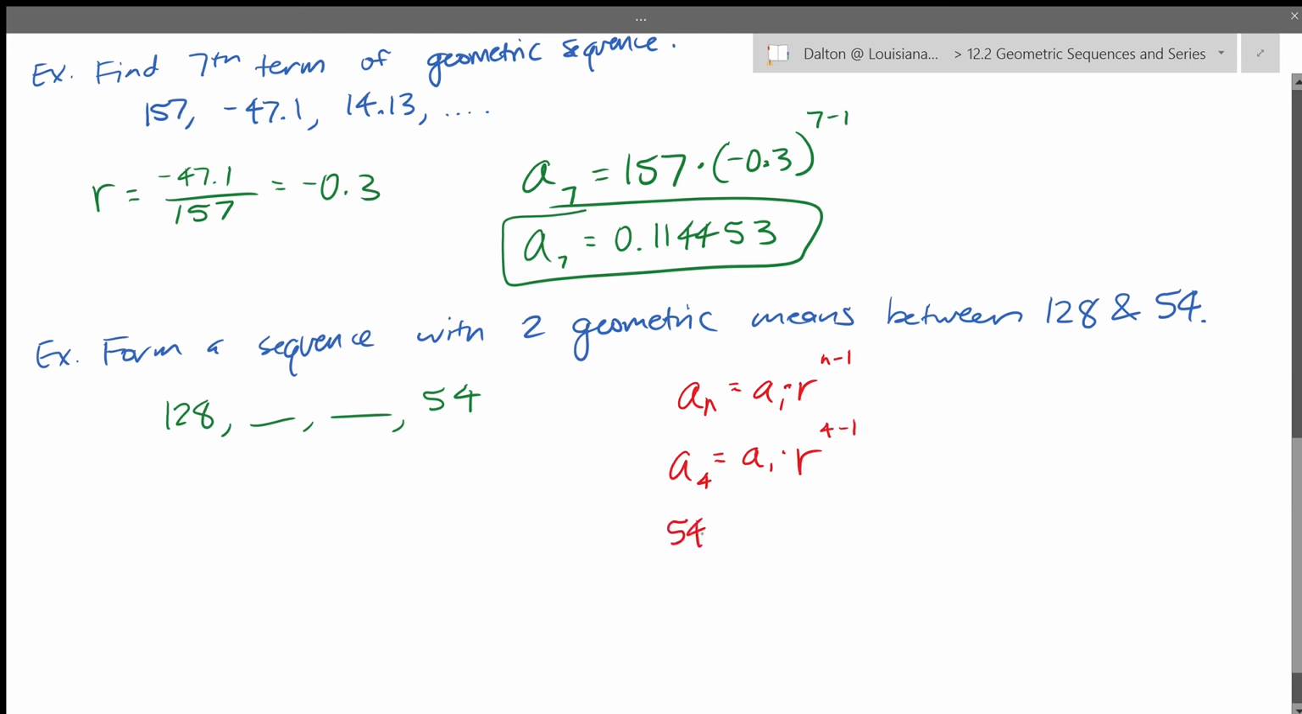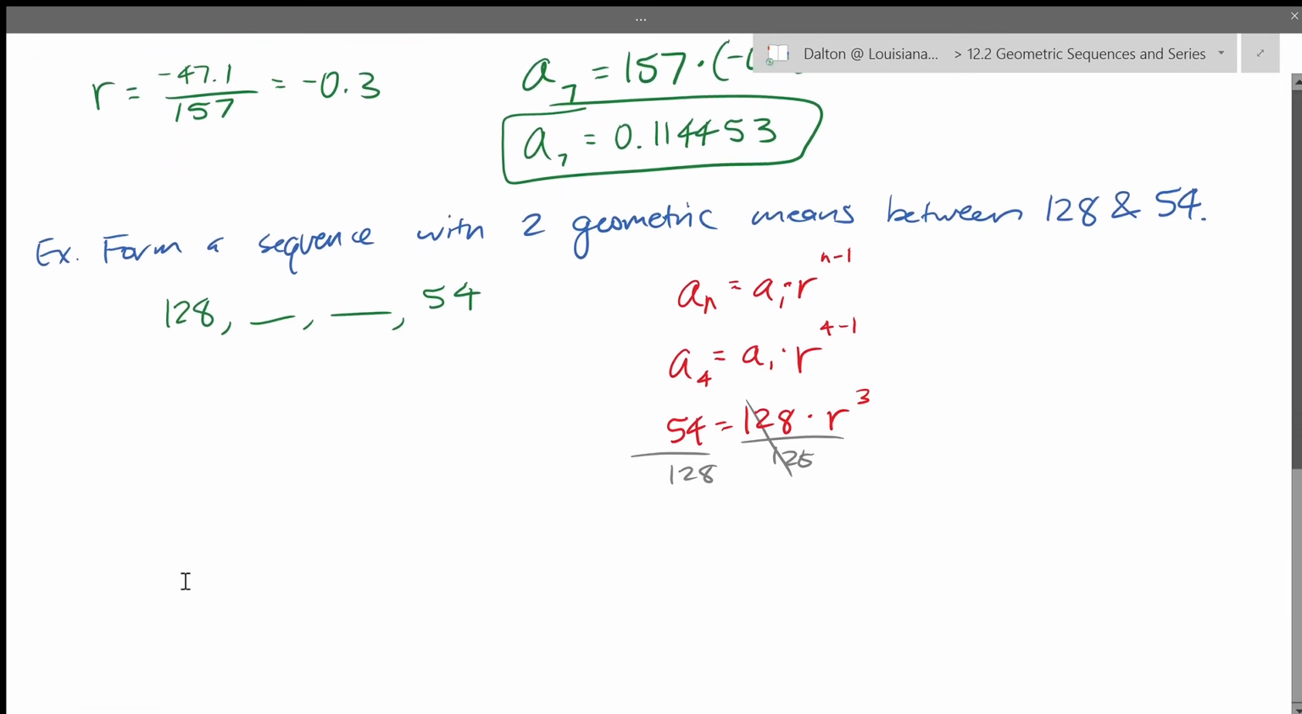And then if I substitute in what I know my fourth term is, 54, it'll be 54 equals A sub 1, I know the first term is 128, times R to the 4 minus 1, which is 3, so R cubed. So the goal to solve for R, I need to isolate my R cubed term. So I'm going to divide both sides by 128. So 54 divided by 128. You could write this as a decimal, but I converted mine to a fraction. I just think it's a little bit easier to work in fractions. I get 27 over 64 is equal to R cubed.